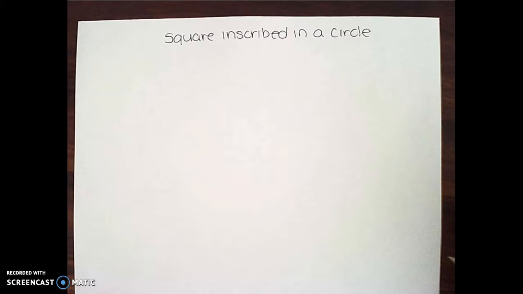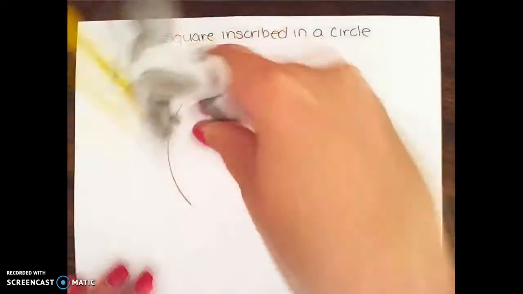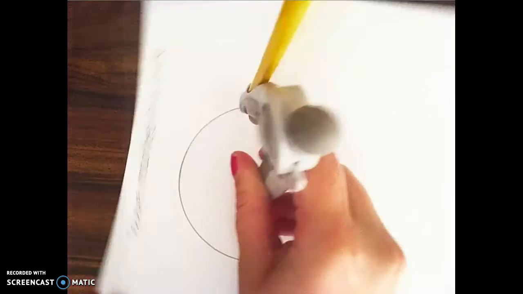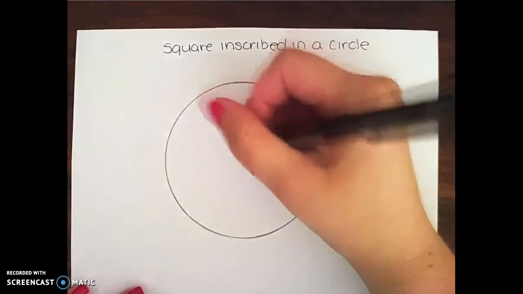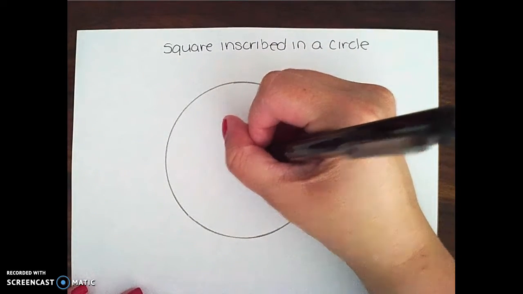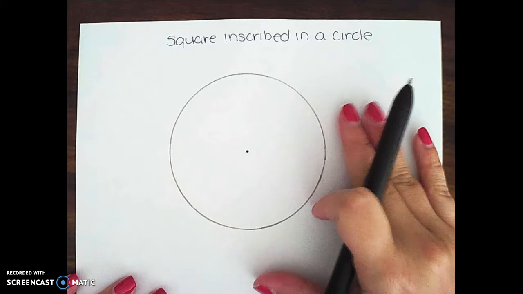This is the square inscribed in a circle construction. I'm going to start by constructing a circle on my paper, and by marking the center of the circle, which I can see because my compass left a small hole in my paper. Okay, generally this much of the diagram would be done for you.